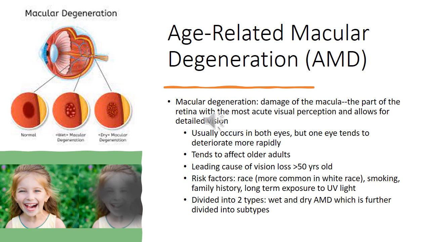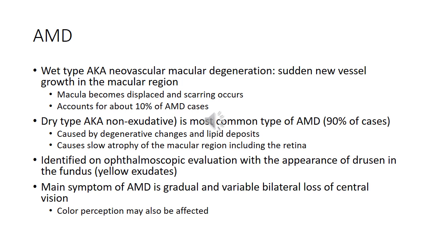It's divided into two different types. We have wet and dry AMD, which is further divided into subtypes. One of the first indicators of AMD is the loss of central and near vision. AMD is divided into two categories: the wet type and the dry type. With the wet type, the macula becomes displaced and scarring occurs. The dry type is caused by degenerative changes in lipid deposits, and this slowly causes atrophy of the macular region, including the retina. You identify AMD with ophthalmic evaluation.